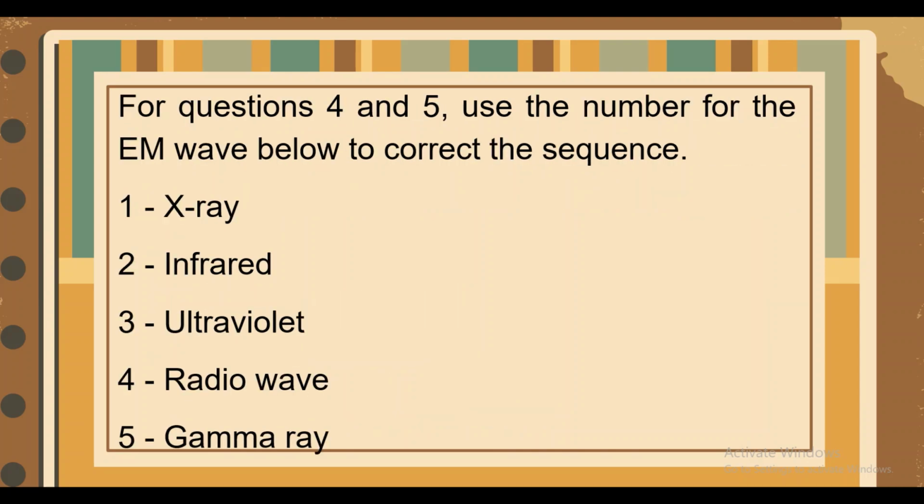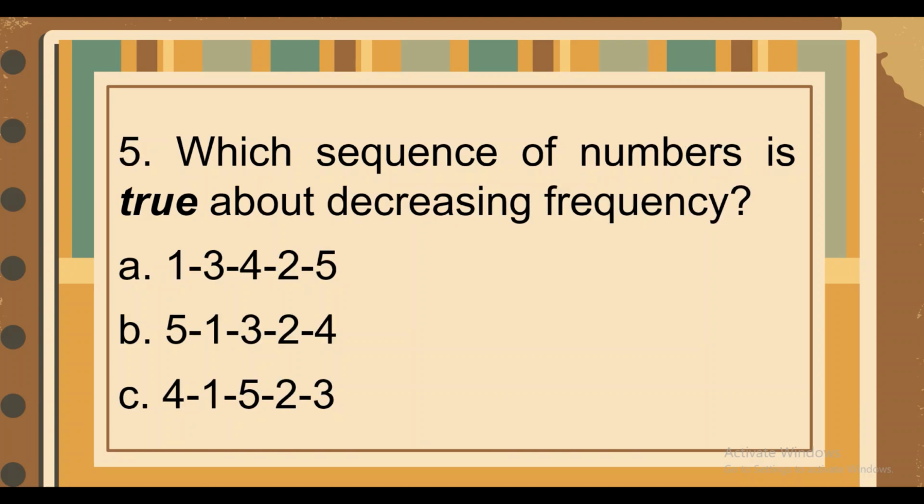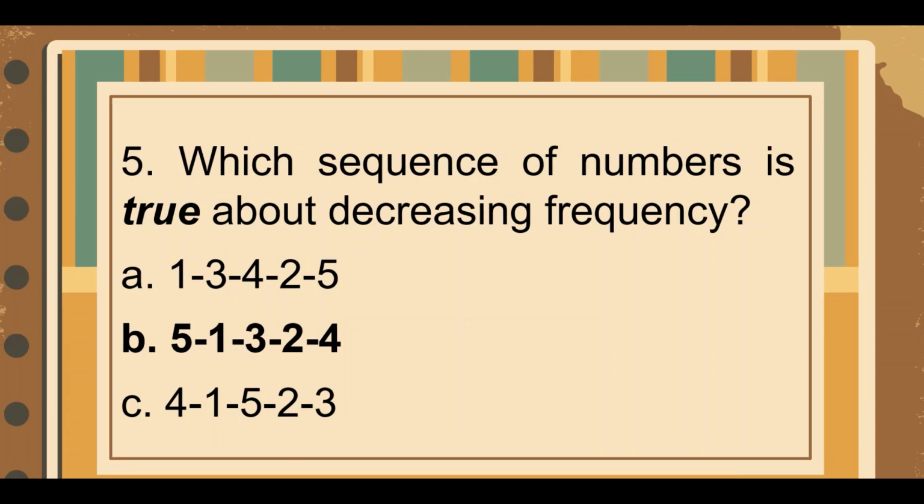And number 4, which sequence of numbers is true about increasing energy? The answer is letter C, 4, 2, 3, 1, 5. Letter C. And number 5, which sequence of numbers is true about decreasing frequency? And the answer is letter B, 5, 1, 3, 2, 4. Letter B. So what's your score?